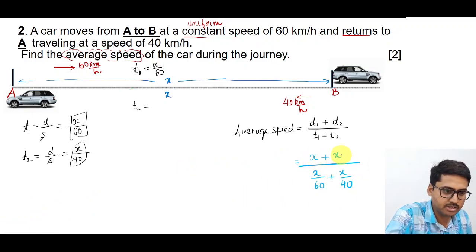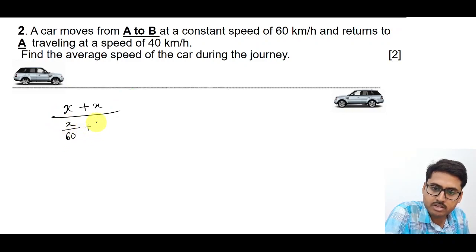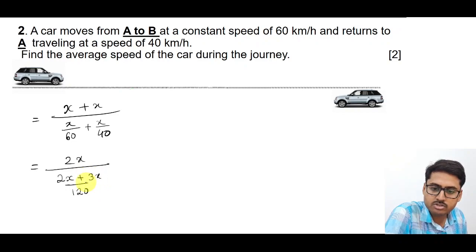So x plus x, divided by x by 60 plus x by 40. There are many ways to do it. What I will do is add x plus x as 2x, and take the LCM of 60 and 40, which is 120. So this will give me 2 into x, that is 2x, plus 3 into x, that is 3x. If I solve here, I am getting this as 2x divided by 5x by 120.